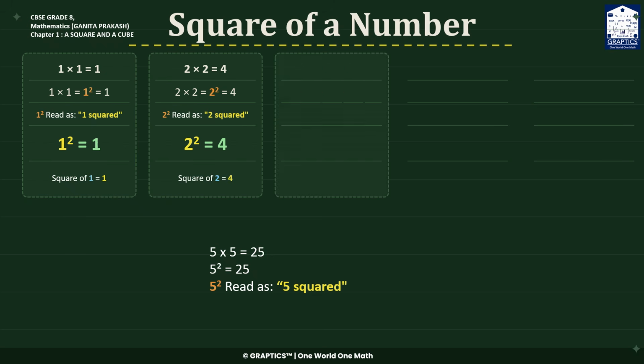Example 3. 3 multiplied by 3 equals 9. 3 squared equals 9. Read as 3 squared. The square of 3 is equal to 9.